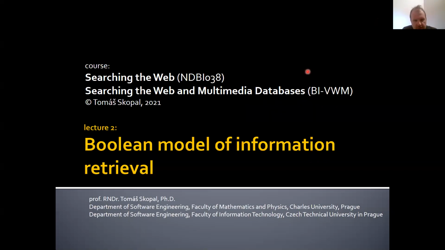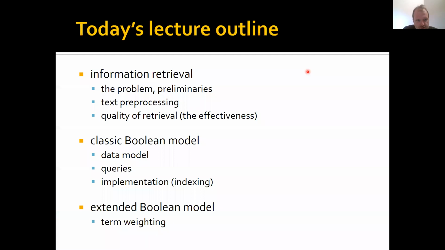And we have the second lecture, which is about the Boolean model of information retrieval. In the first one, we just mapped the space, with the modalities and applications of information retrieval on the web. And today we focus on the first and simplest model of retrieving information, full text search.